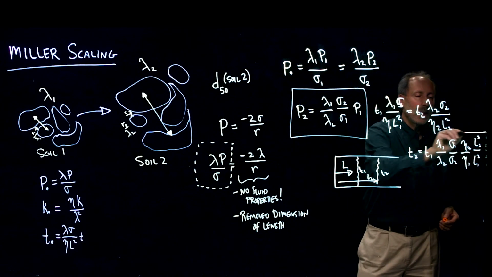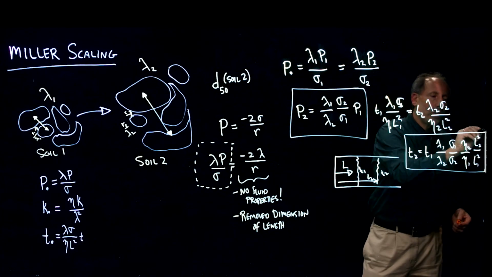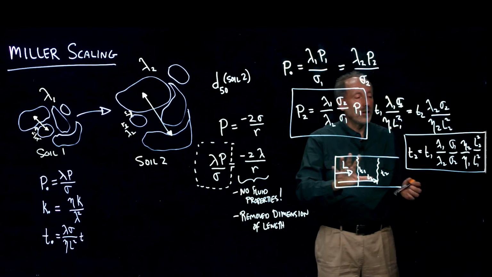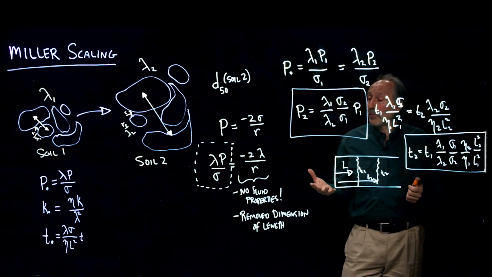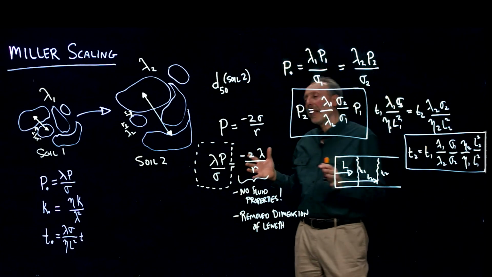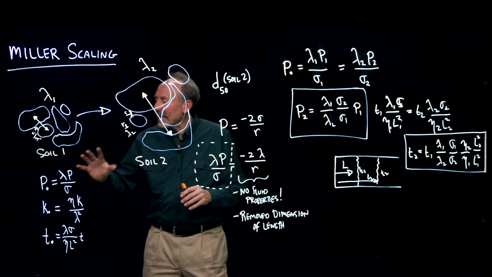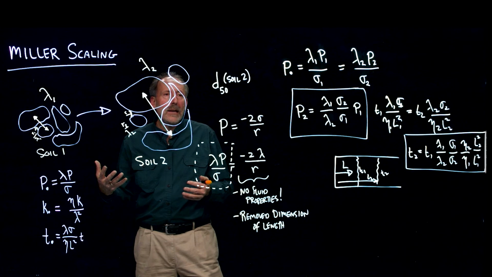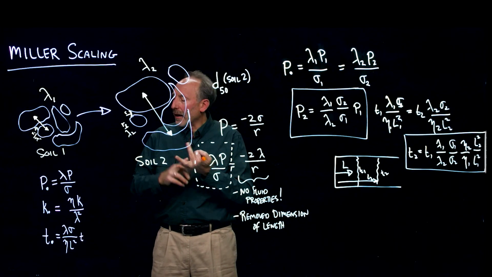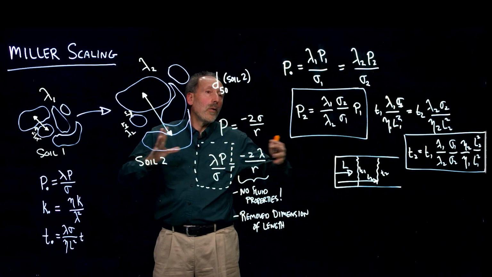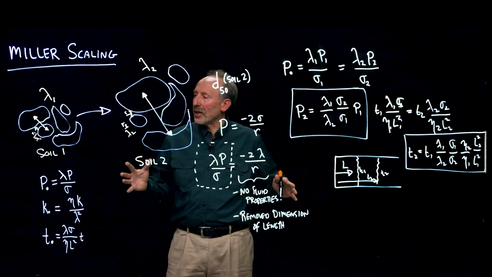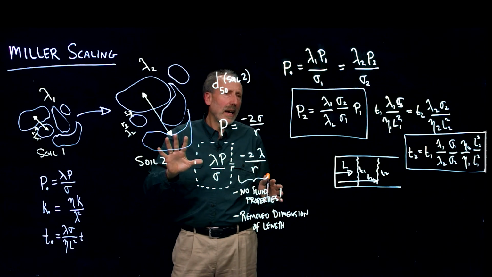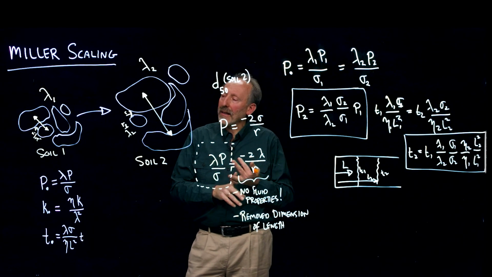So this gives us a basic ability to scale macroscopic processes using the underlying physics of flow of water and liquids in porous media. So Miller's similarity then allows us to scale all of the key pieces, the conductivity, the pressure, and the overarching length scale and time scale of processes using basic information that we have about the soil and the liquid properties.